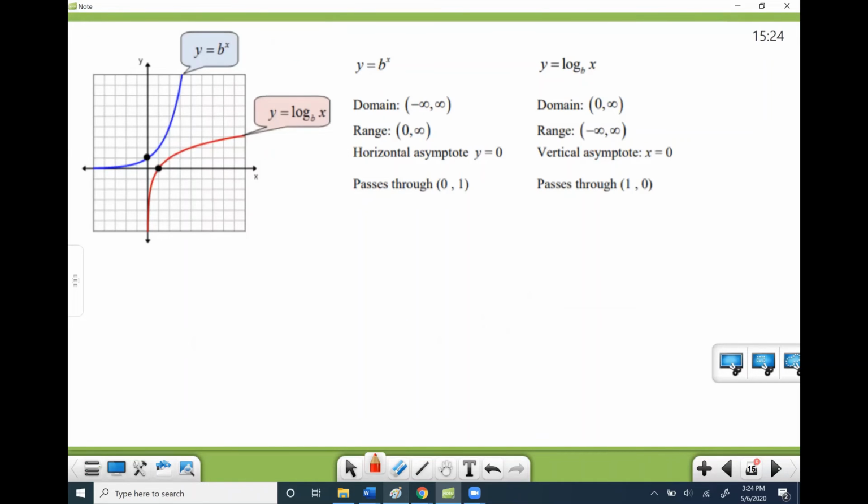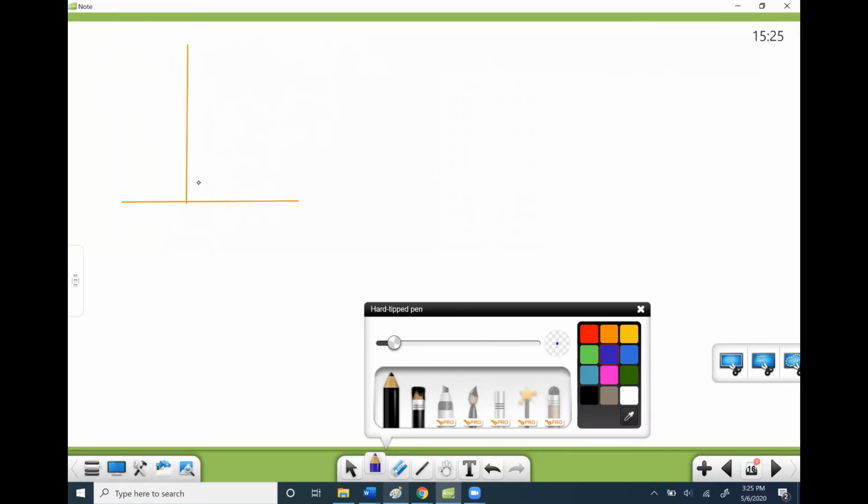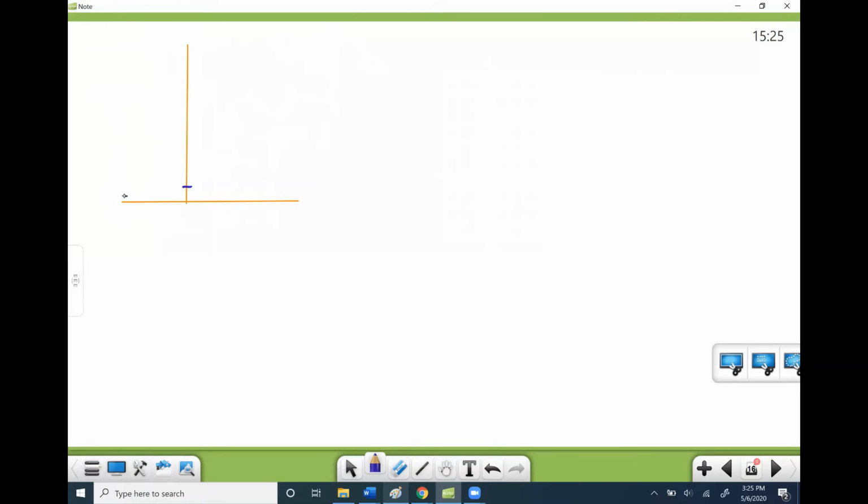So what I want to do here is insert a slide so we're not looking at this, because that's going to give us the answers. What I want to do is graph really quickly b to the x. Just a sketch. I don't have to be too detailed. So let's say that that is b to the x.